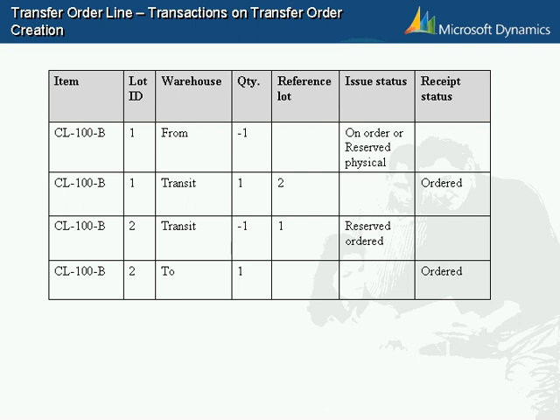You create a transfer order from and to. For the from warehouse, the system creates a transaction with issue status on order or reserved physical. For the to warehouse, the system creates a receipt transaction with receipt status ordered. And automatically the system creates the second and third lines for the transit warehouse. So for the transit warehouse, the system creates two transactions: with issue status reserved ordered, and with receipt status ordered.